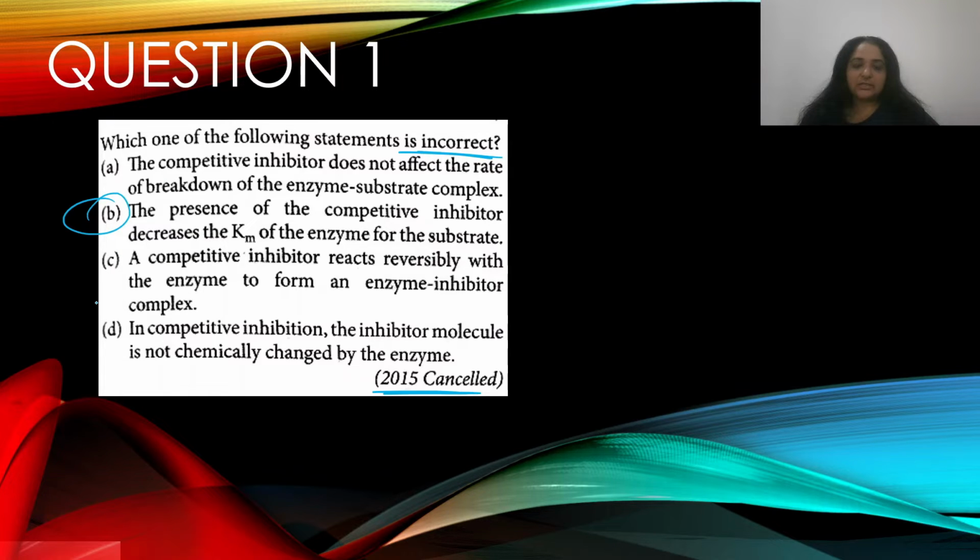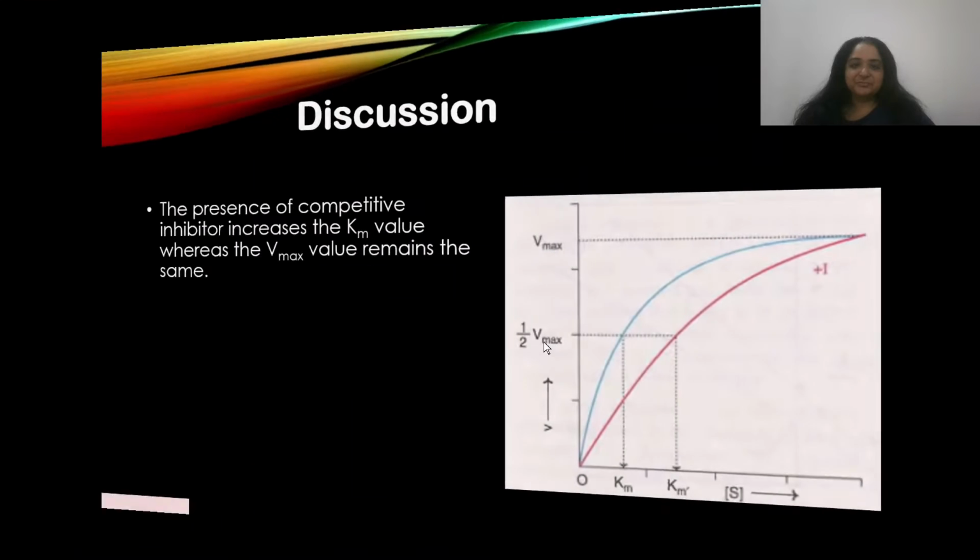Let's go through C and D. C: a competitive inhibitor reacts reversibly with the enzyme to form an enzyme-inhibitor complex. Yes. D: in competitive inhibition, the inhibitor molecule is not chemically changed by the enzyme. Alright, so if you go through all the options A, B, C, and D, option B is the correct answer because it is the incorrect statement. Right, so your answer is B. Let's go to the discussion.